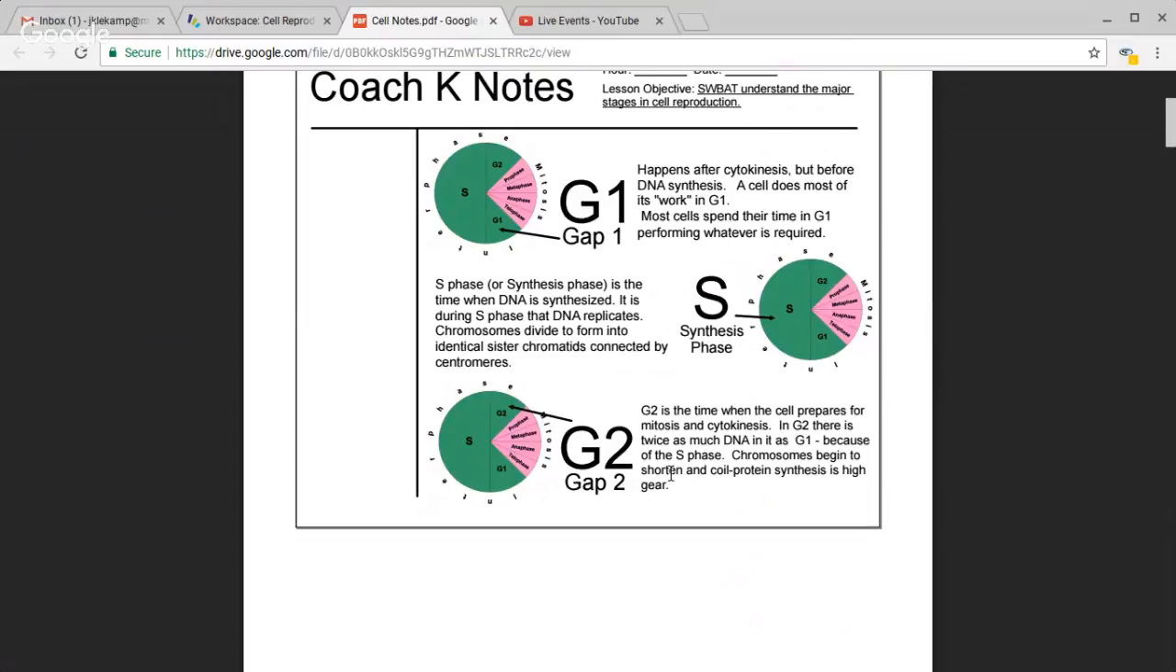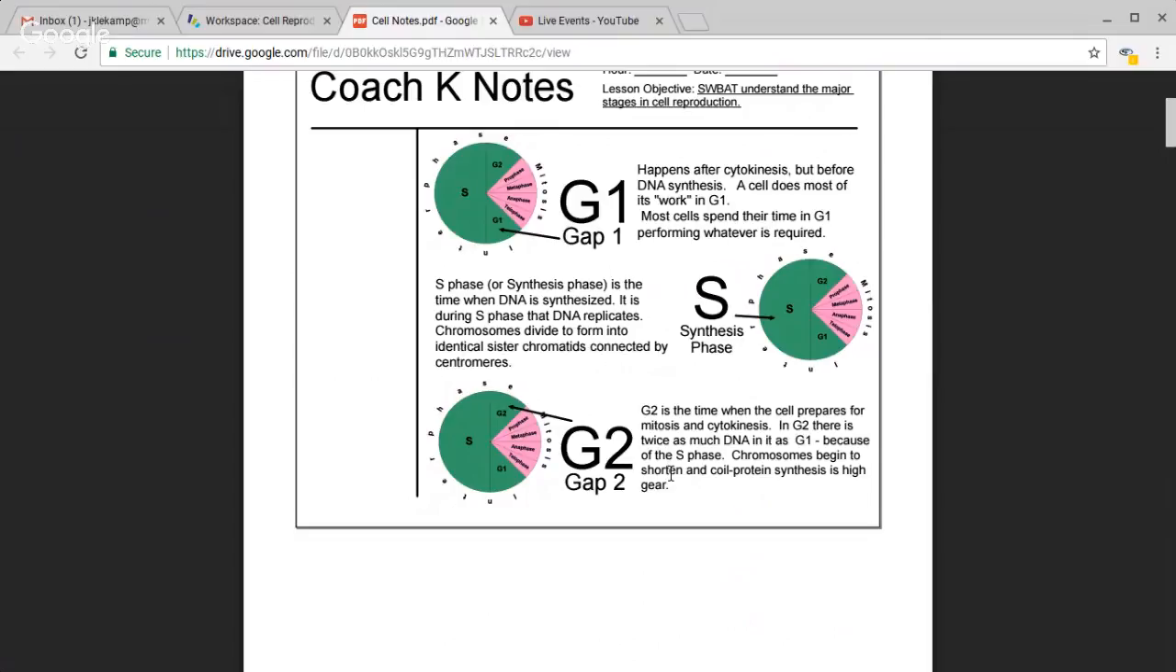It's where your cell, whatever kind of cell it is, does most of its functional thing. Is it a muscle cell? Is it a bone cell? Is it a stomach lining cell? Whatever it may be, it's going to do its job within this phase, skin cells, okay? Most cells spend their time in G1 performing whatever is required, so whatever their job is.